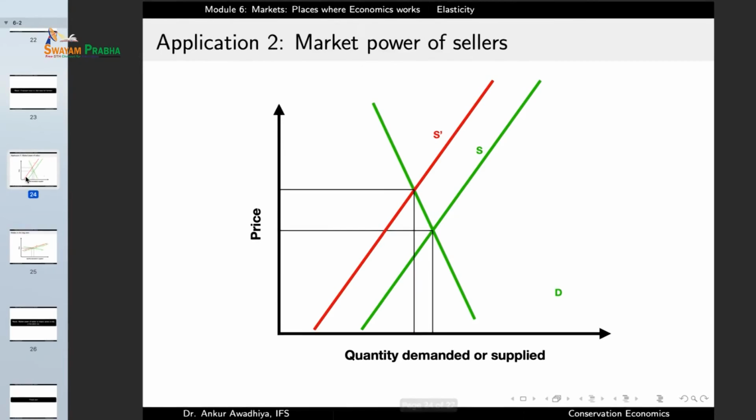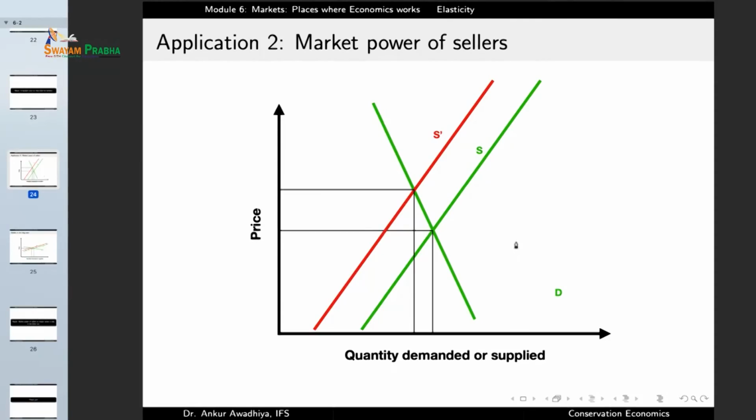Another application is concerned with the market power of the sellers. So, if the sellers are able to change the supply or the quantity that they are supplying to the market, how much amount of power do they have? How much is their influence in changing the price of the product?